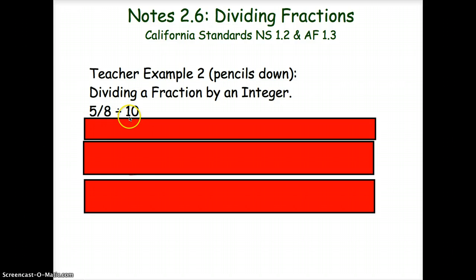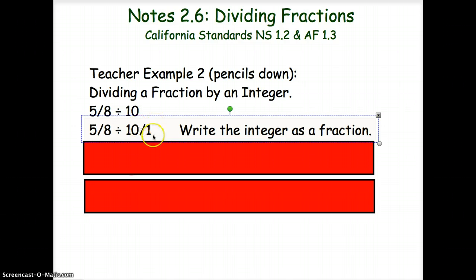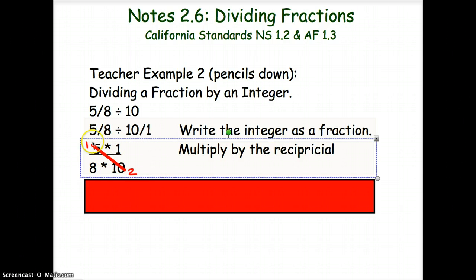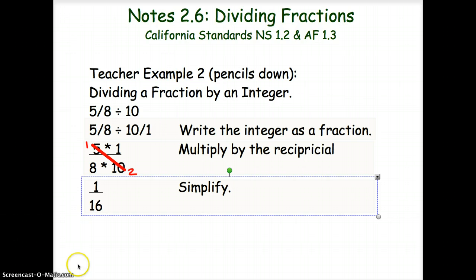Okay, so, as we all know, 10 is the same thing as 10 over 1. So I can rewrite it as a fraction. Now I can skip, change, flip, and notice I set it up vertically right away. And 5 and 10 are both divisible by 2, or excuse me, by 5. Give me a 2 here and a 1 there. 1 times 1, of course, is 1. 8 times 2 is 16. And there's my completed answer.